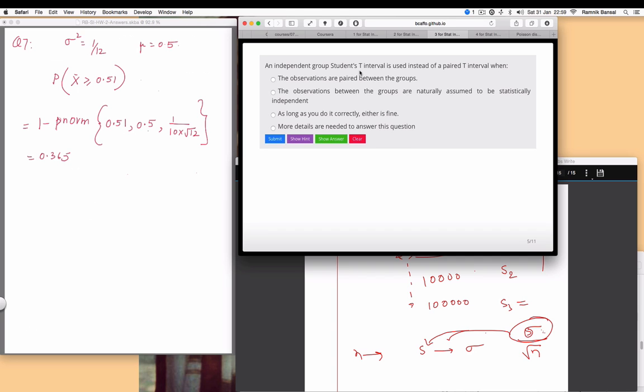This looks like a very obvious question. I haven't gone through this question myself. I think this should be the answer, right? When they're independent, that's it. Second. Yes. Correct?